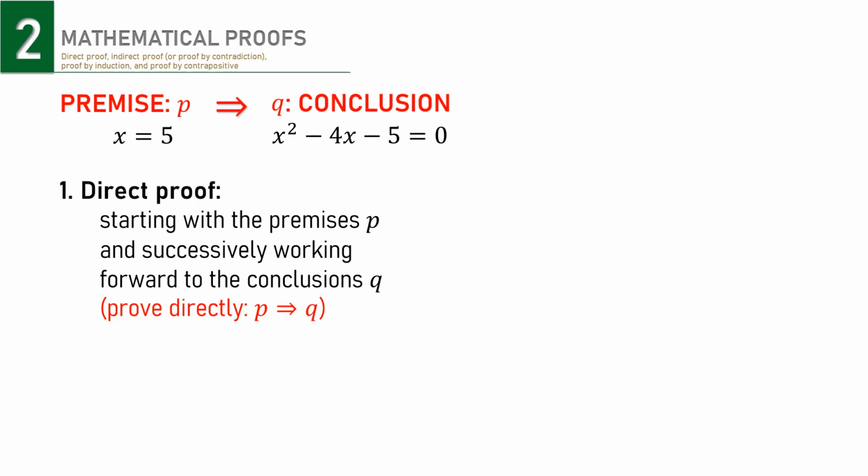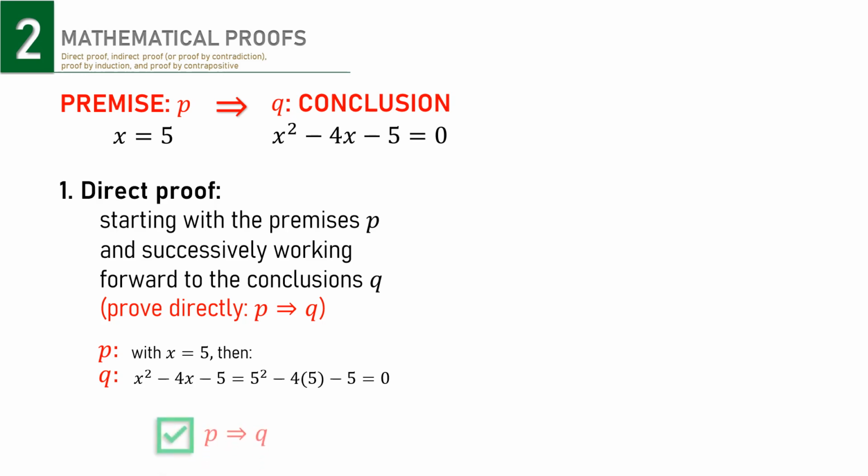Our case here is easy. Since P, x equals 5, is true, inserting x equals 5 into the conclusion, or Q, we get x squared minus 4x minus 5 equals 0. So obviously the conclusion is also true. Therefore, we can conclude that P implies Q is correct by direct proof.